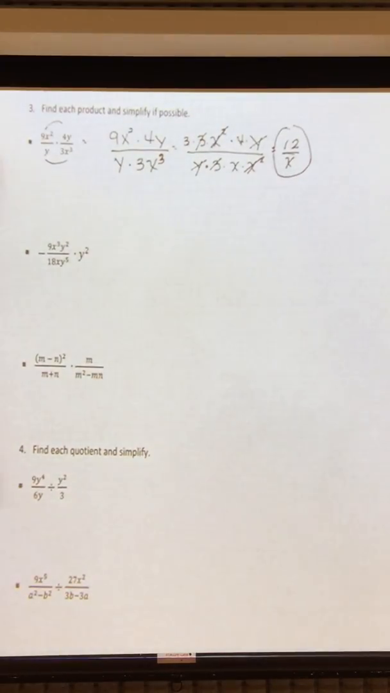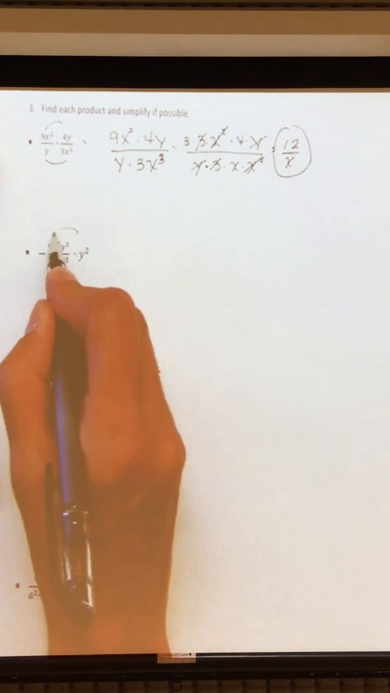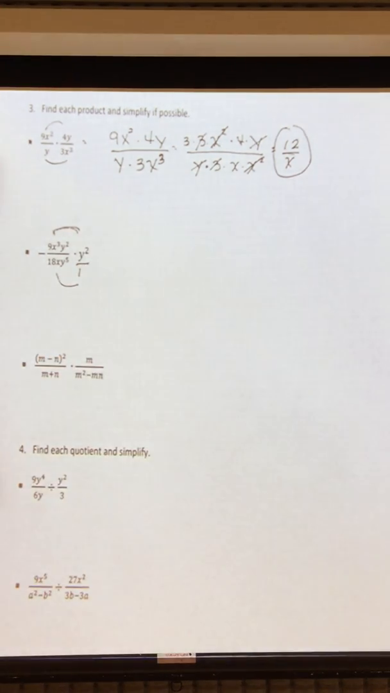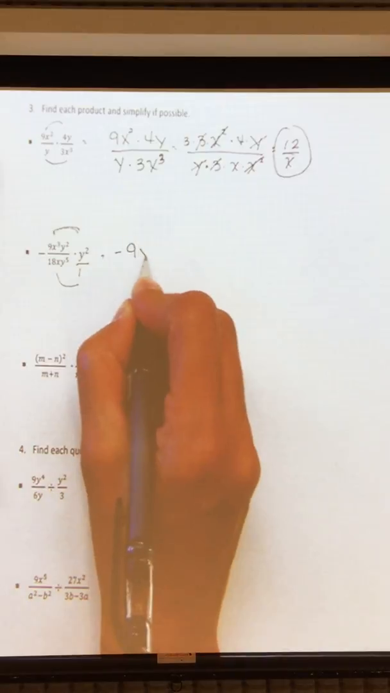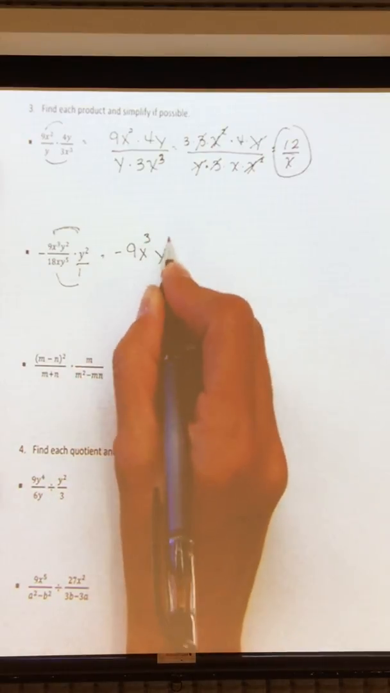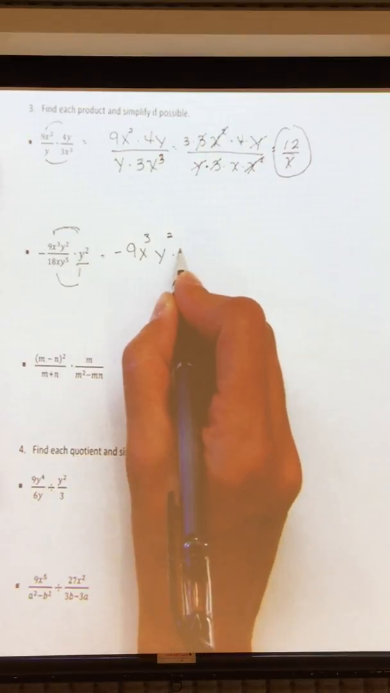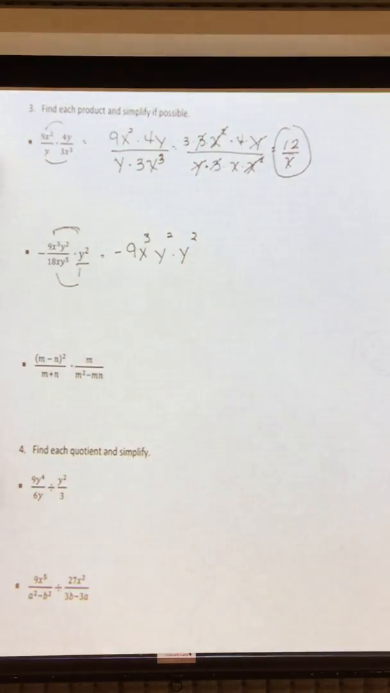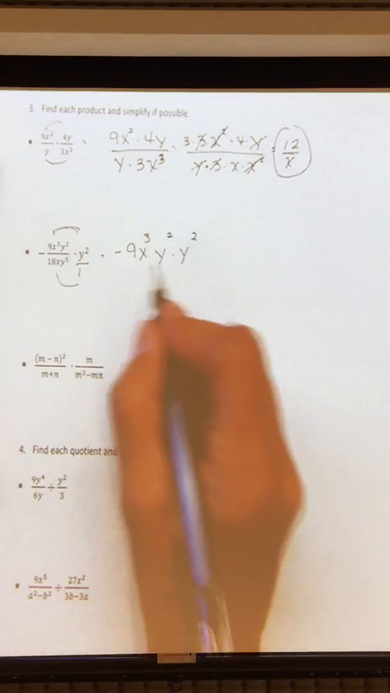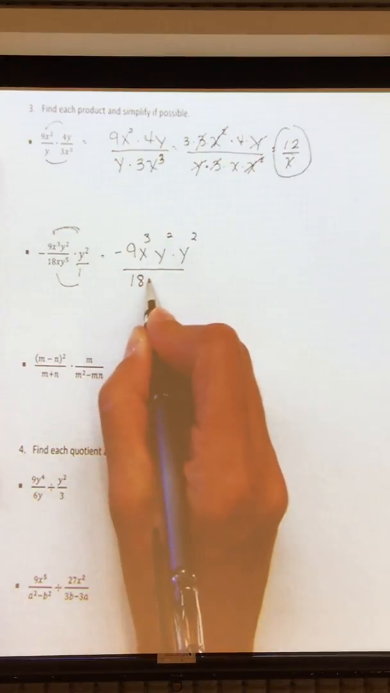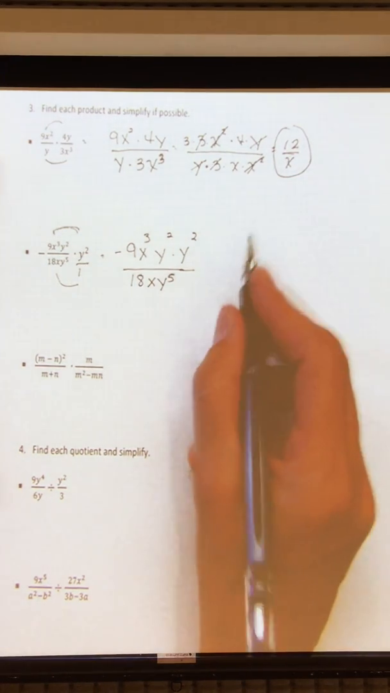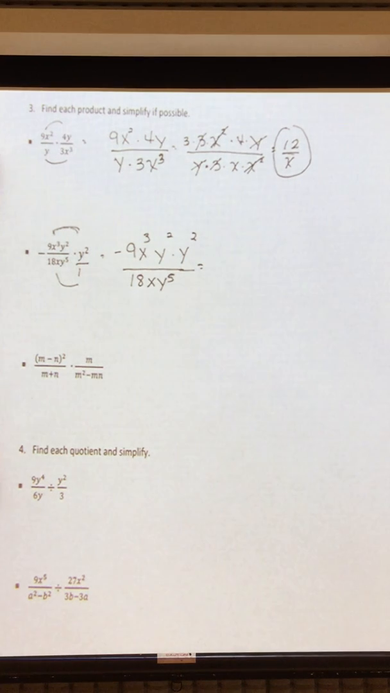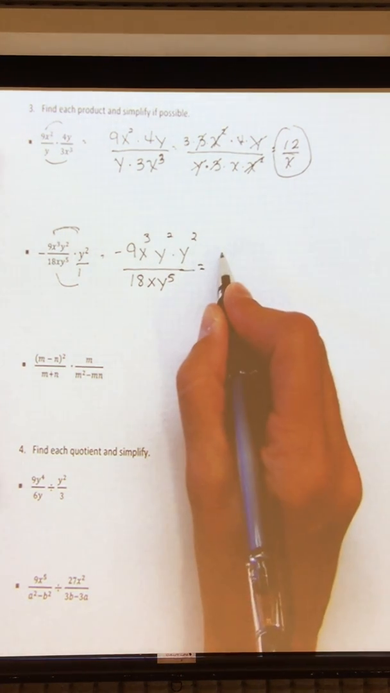Next one, let's simplify this. So let's multiply the numerator. Again, it's assumed to have a 1 in the denominator. You have 9x cubed y squared times y squared over 18xy to the 5th times 1. So here we can simplify -9 over 18 is -1/2.